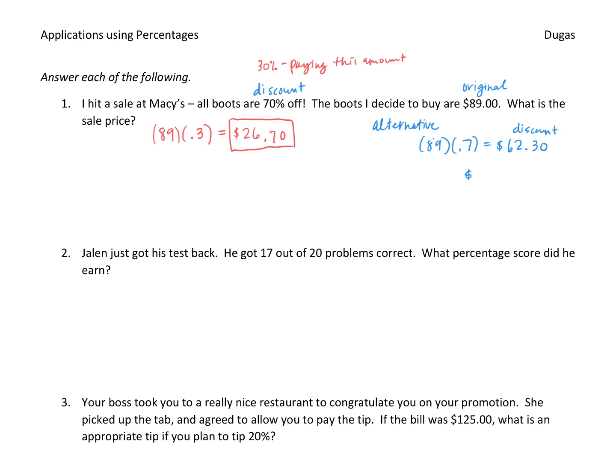So then you would have to do 89 minus 62.30. And if you subtract those, then you get 26.70. So you'll still get the same answer, but you can see it takes more work. So you can think of it in either way.